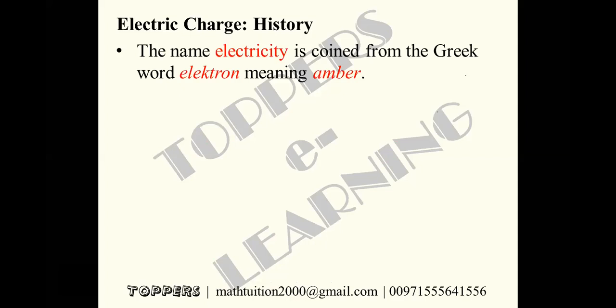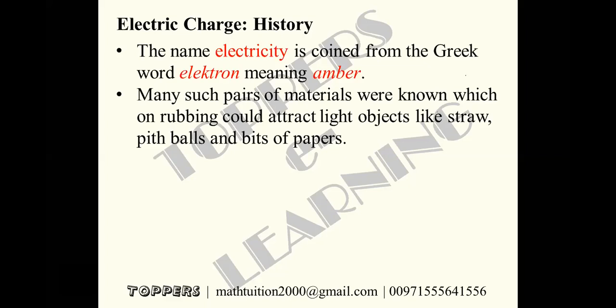Now, the name electricity is coined from the Greek word electron, meaning amber. So this phenomenon they observed in the case of amber, and in Greek, electron is the word for amber. So from that, the term electricity is derived. Many such pairs of materials were known, which on rubbing could attract light objects like straw, pith balls, and bits of paper, etc.